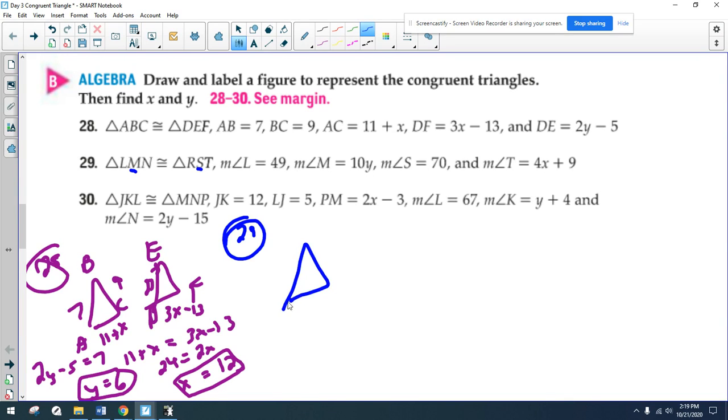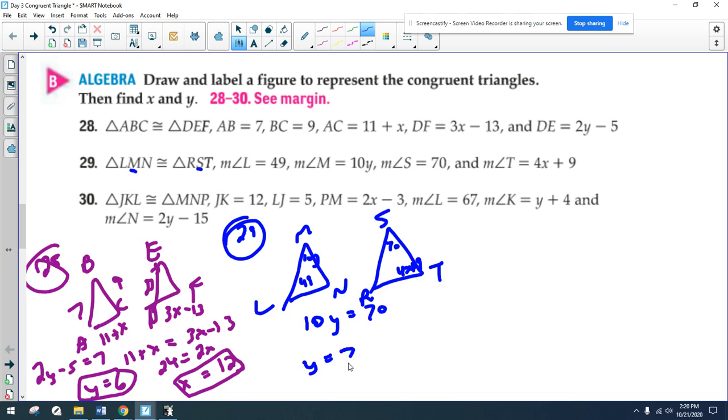So let me draw my triangles. I've got LMN and RST. So they told me that L is 49, M is 10y, you can't see too well, S is 70, T is 4x and 9. All right, so we're supposed to solve for x and y. So in this case, the M and the S are equal, 10y is equal to 70.